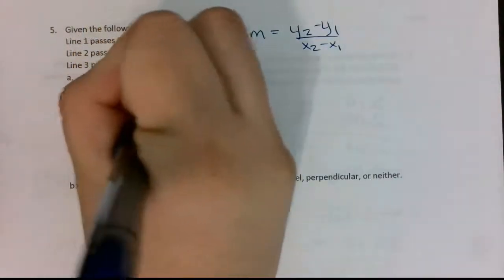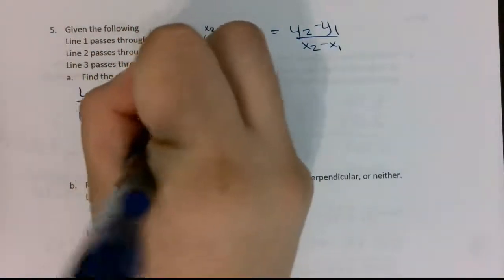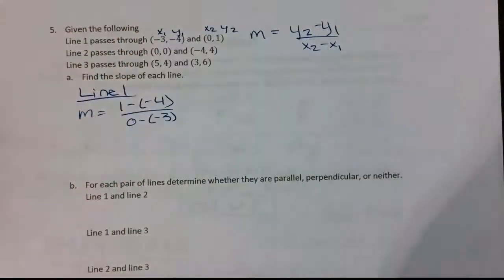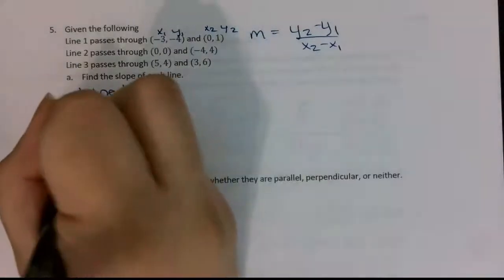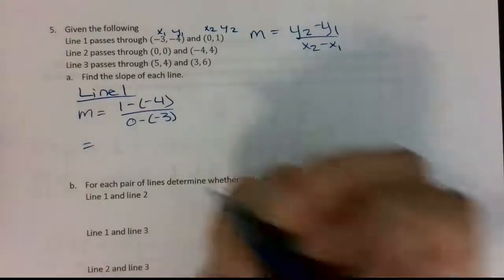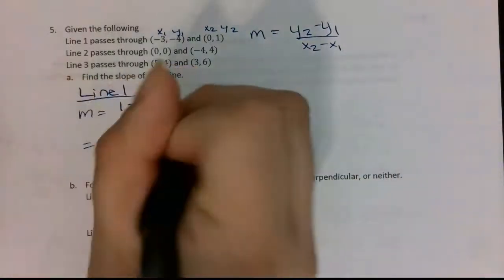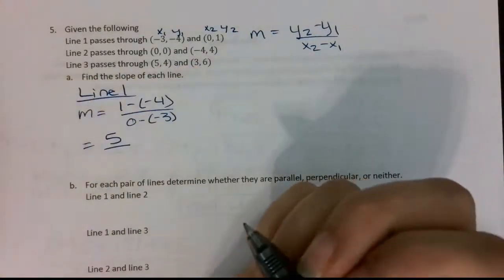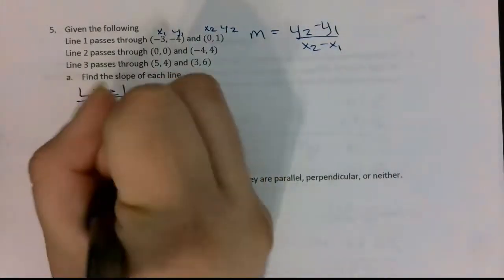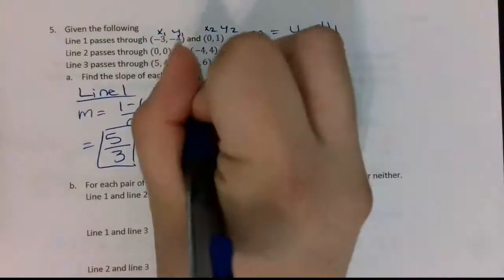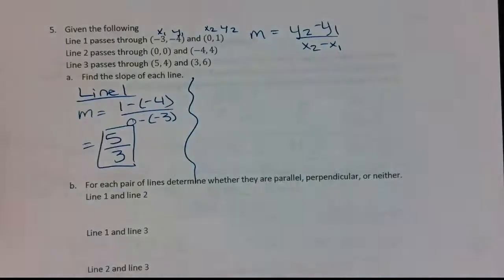So I have m equals 1 minus negative 4 over 0 minus negative 3. I'm going to want to simplify. 1 minus negative 4 is the same thing as saying 1 plus 4, which is 5. 0 minus negative 3 is the same thing as 0 plus 3. So that's 3. I'm going to do the same thing for line 2.